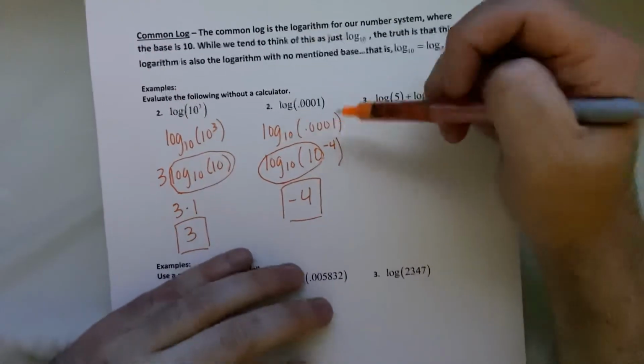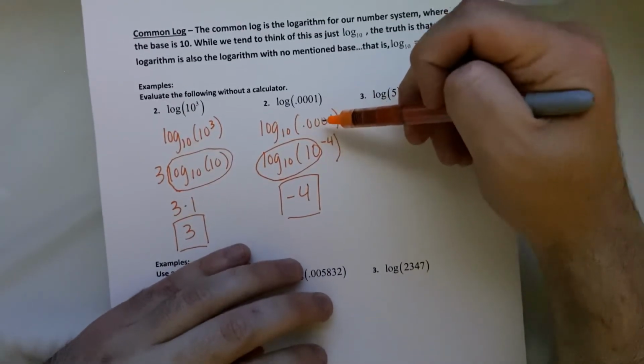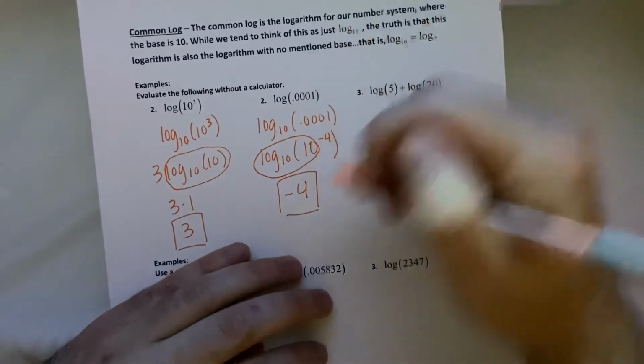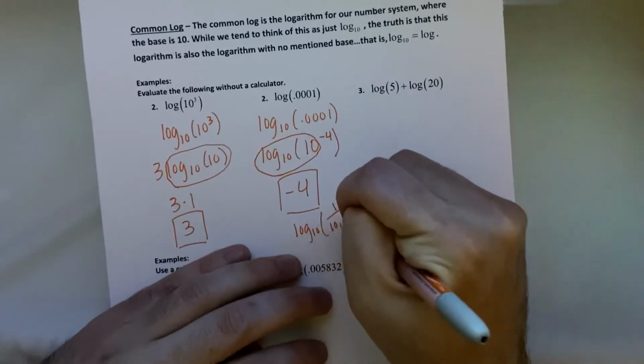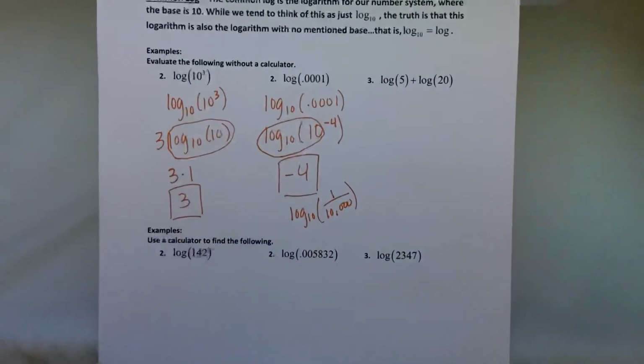Alternatively, if you know your decimal places, this is tenths, hundredths, thousandths, 10,000ths. You could have done log base 10 of 1 over 10,000 and taken that division and split it into subtraction and got the same answer.